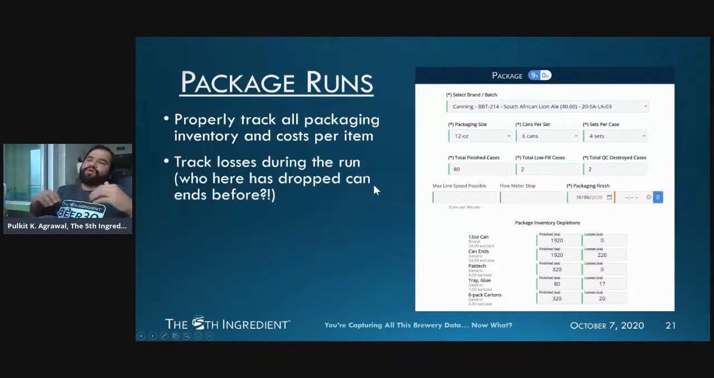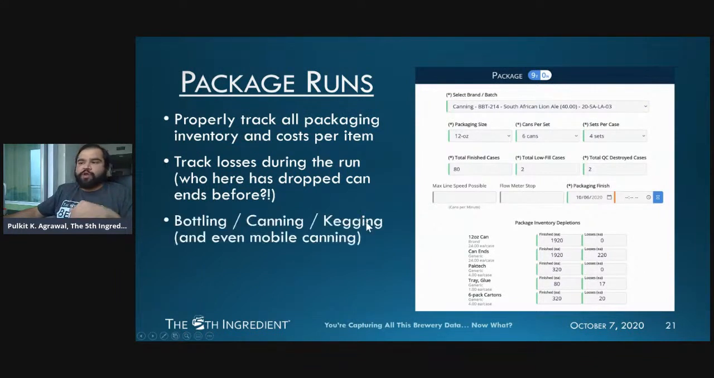And with this, it also includes tracking losses during your run, right? Like, who here has dropped cans before? Because I know I have. And at that point, you want to incorporate the losses for the cans. In this case, hey, I dropped 220 cans, right? And it becomes an aspect of understanding those costs and incorporating them as part of the packaging run.